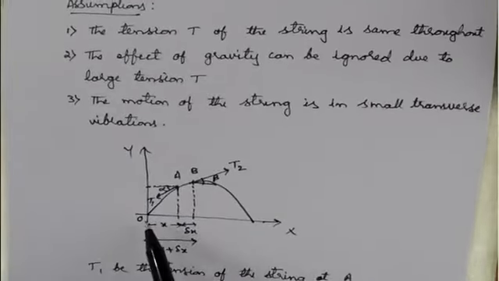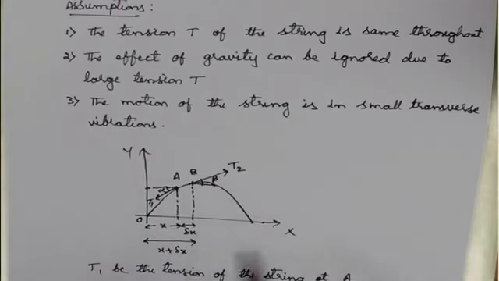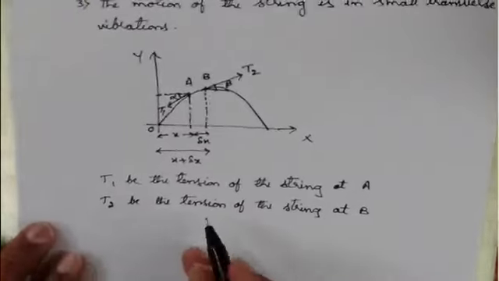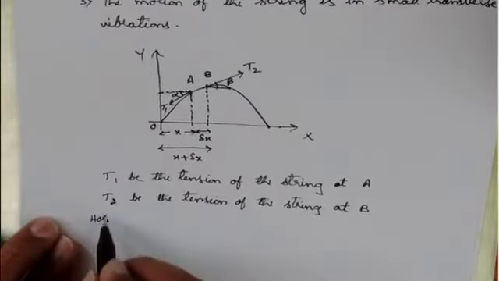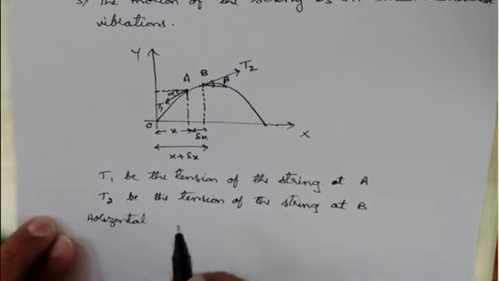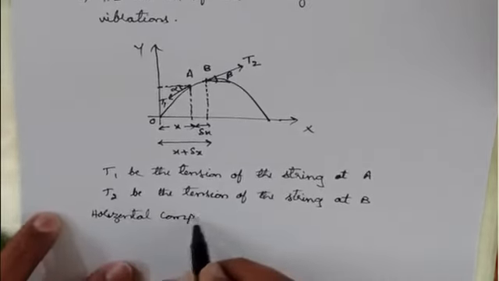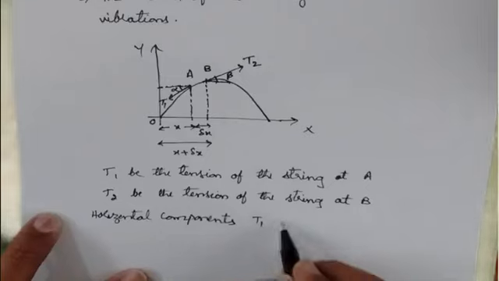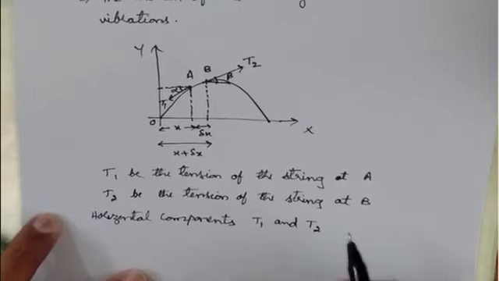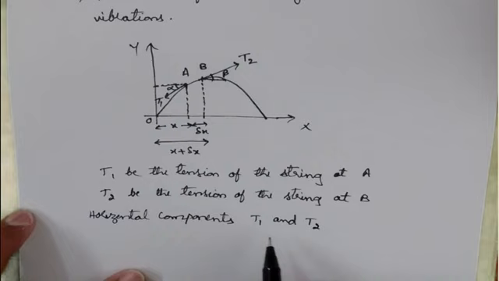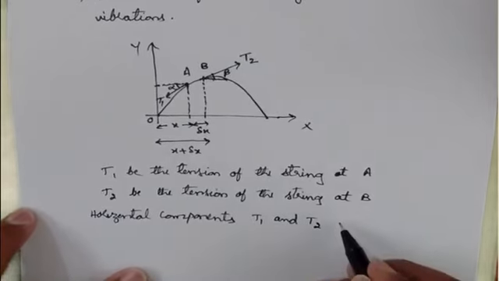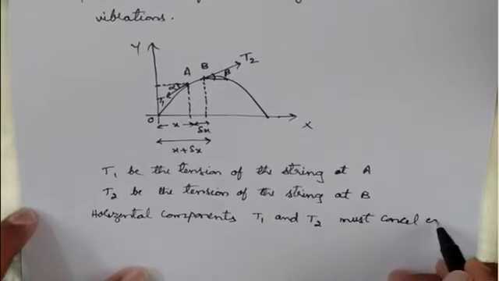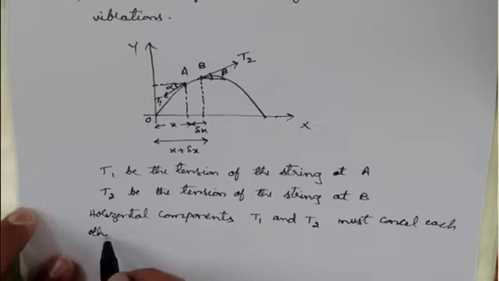Now, this motion is along the vertical direction; there is no motion along the horizontal direction. Therefore, if you write down the horizontal components, this T1 and T2, because there is no motion along the horizontal direction, the horizontal components must cancel each other. They will cancel each other.